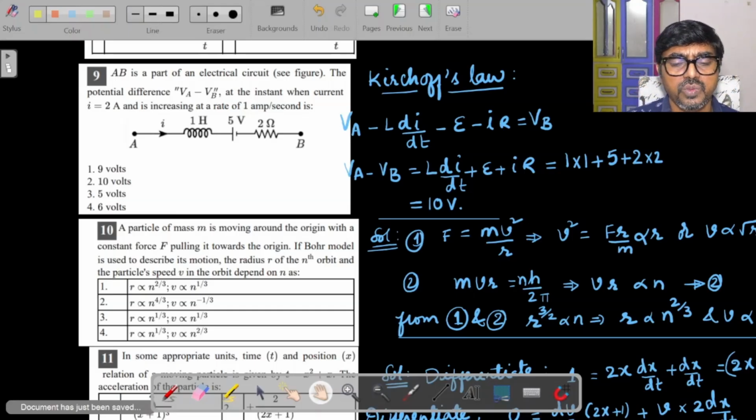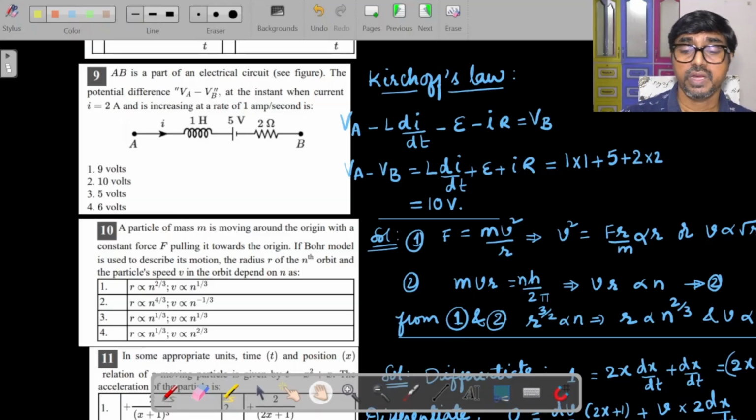Okay, ninth question. AB is a part of an electrical circuit. Find the potential difference VA minus VB at the instant when the current I equals 2 ampere and is increasing at a rate of 1 ampere per second. So it is a simple direct Kirchhoff's law, very simple. In fact, Kirchhoff's law is not exactly valid when the current is unsteady, but those errors are neglected. You can apply it comfortably, not a problem. Just like Newton's law is not exactly valid on the surface of the earth, but quantitatively we will apply it because the error is very small.